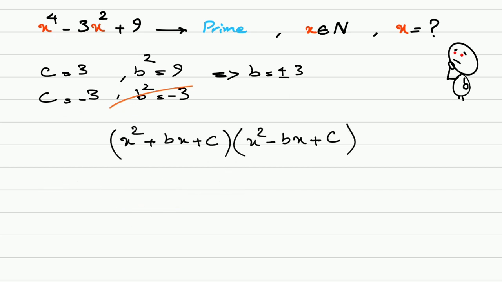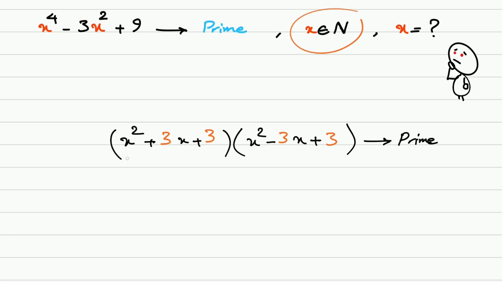Let's take a look at what we had. This is 3, this is 3. 3 or negative 3, doesn't matter. Let's just replace it here. So we did it, and now this is a prime number. x is a natural number, right? So x squared plus 3x plus 3 is also natural. This one is also a natural number.